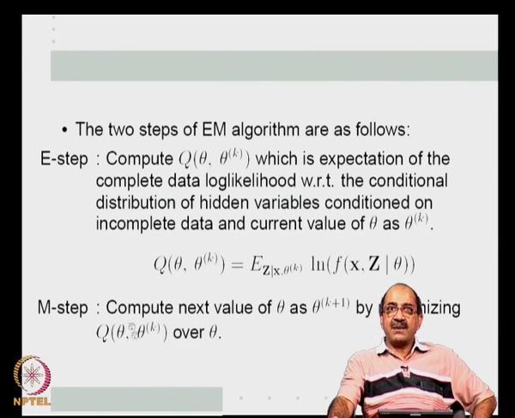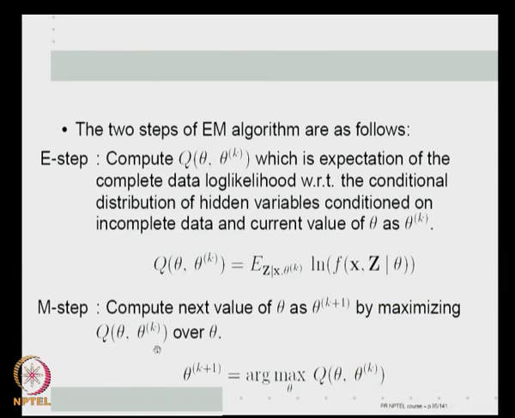Once we have this, the M step computes the next value of theta, that is theta k plus 1, by maximizing this function over theta. So, theta k plus 1 is computed as the argmax over theta of Q of theta, theta k. I take this function as a function of theta, find which value of theta maximizes it, and that is given as the next iteration theta k plus 1. These are the two steps, one E step and one M step. It is a little complicated because of this funny conditional expectation.